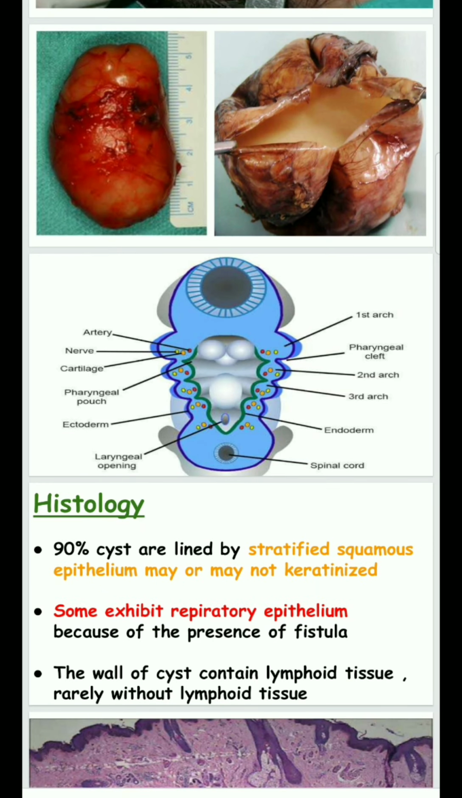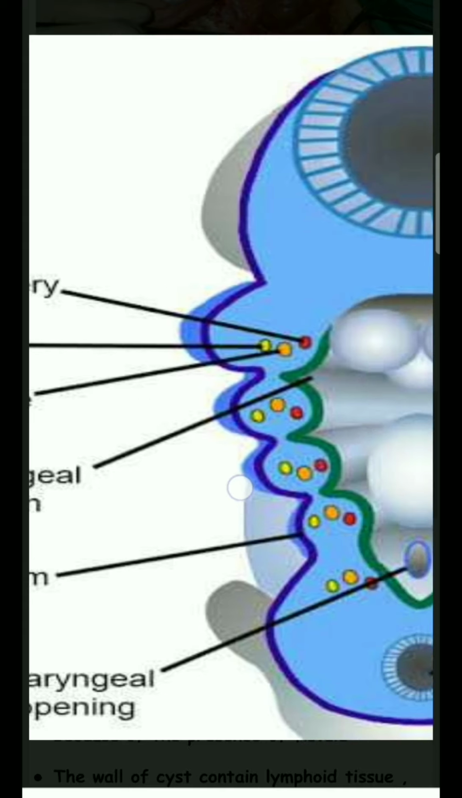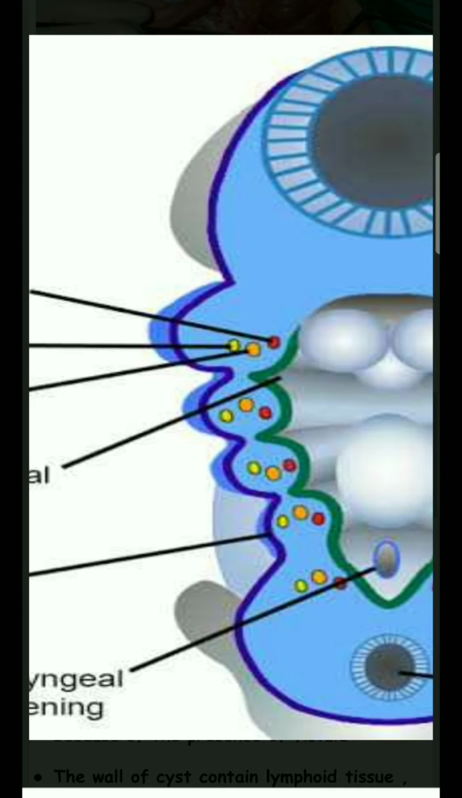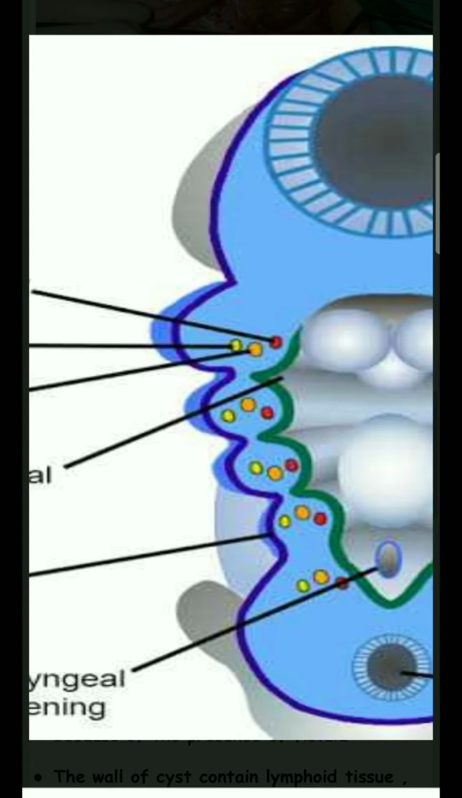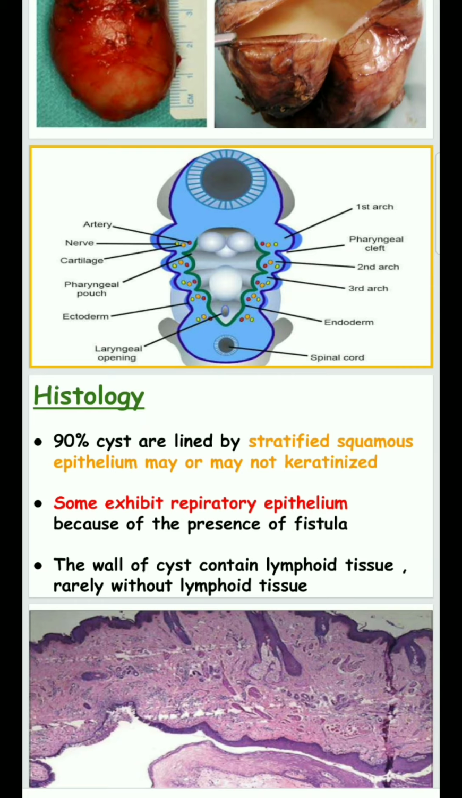Histologically, the cysts are lined by stratified squamous epithelium, which may or may not be keratinized, because this layer is made up of ectoderm, this layer is made up of endoderm, and this layer is made up of mesoderm. The function of ectoderm is to produce skin, oral epithelium, etc. So this leads to the formation of a cyst-like structure. Skin is made up of stratified squamous epithelium, and the oral mucosa is made up of stratified squamous epithelium. So here we will see stratified squamous epithelium, which may or may not be keratinized.